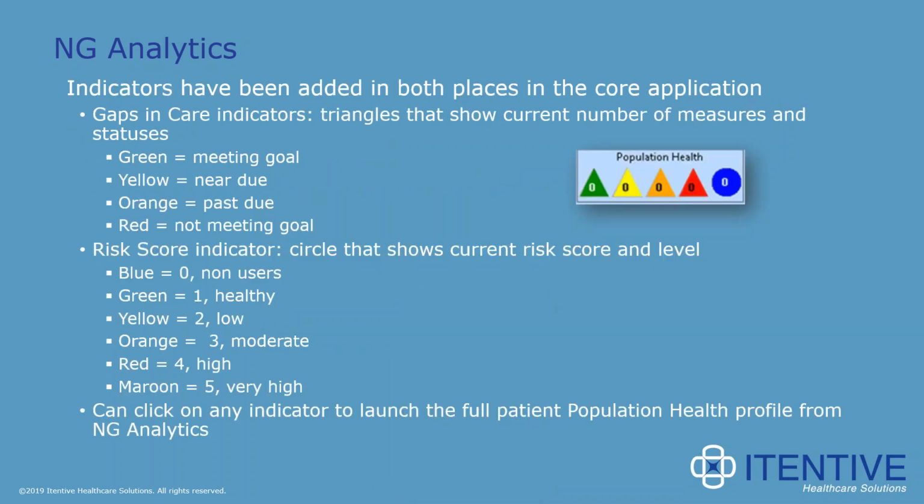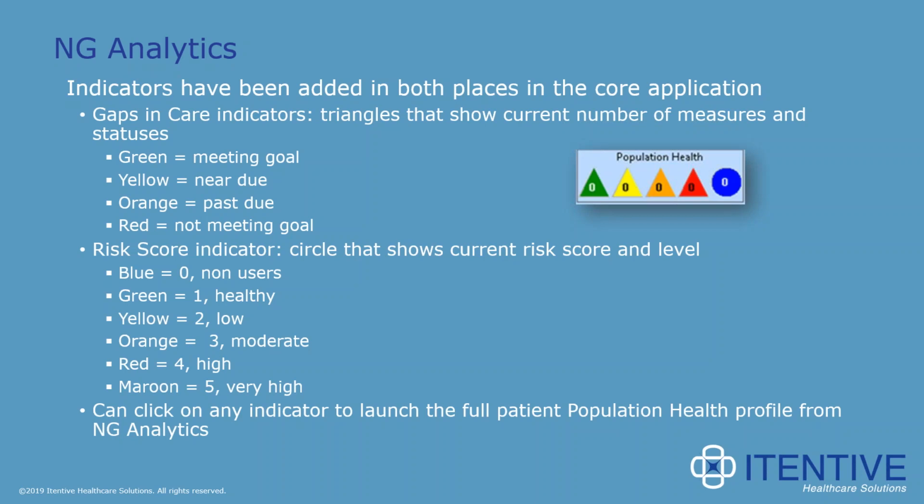So these indicators have been added in both places. They're going to identify gaps in care and your risk score. So these are going to display the current number of measures and their respective statuses and allow any user to hover over an indicator to view the status details. So those gaps in care indicators are the triangles. They're going to show the current number of measures and statuses.